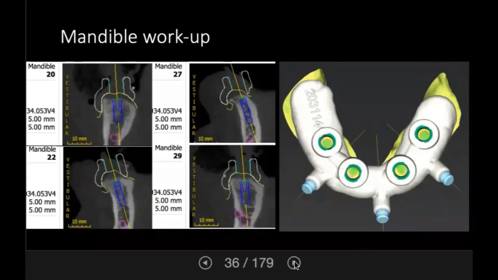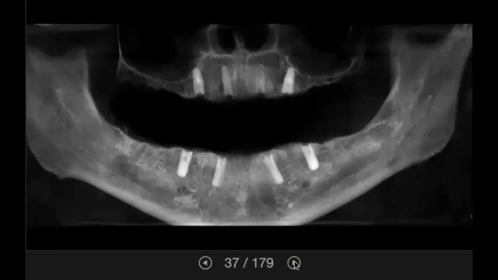A custom surgical guide is designed based upon the implant workup. Here is Don's postoperative film. Implant placement correlates ideally with the implant workup.